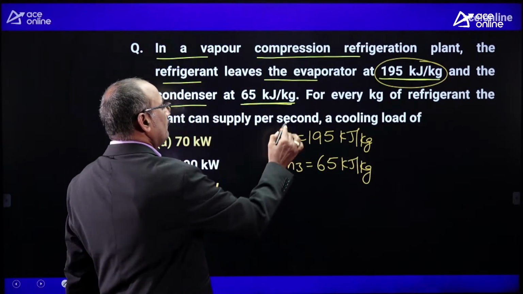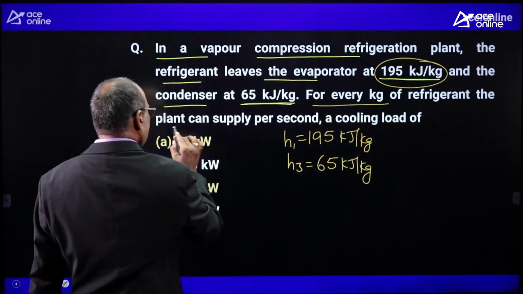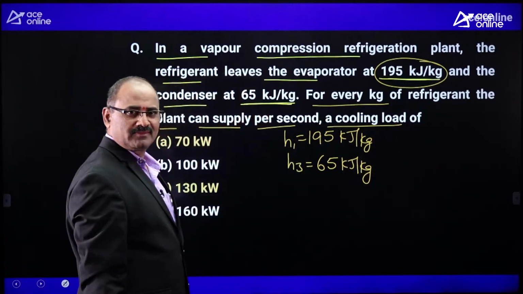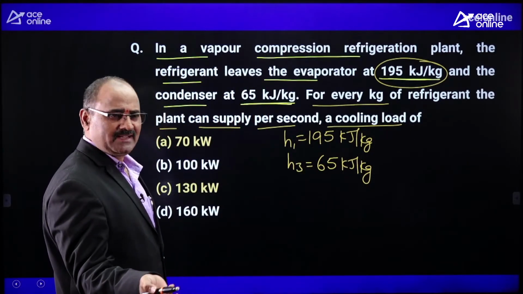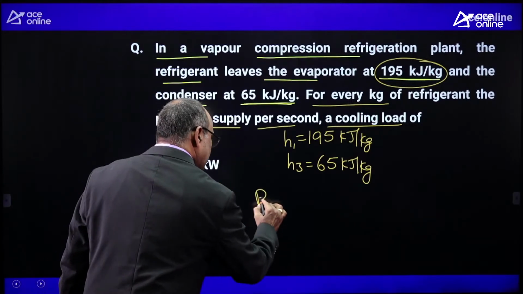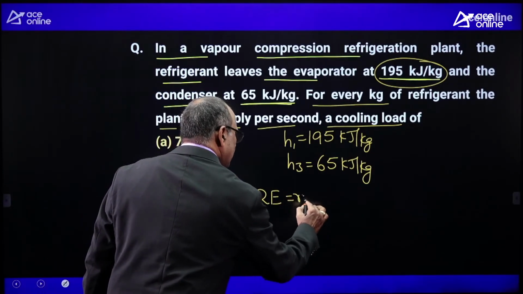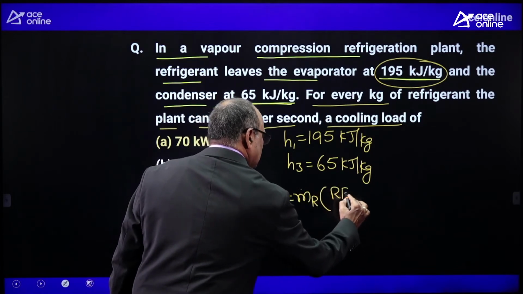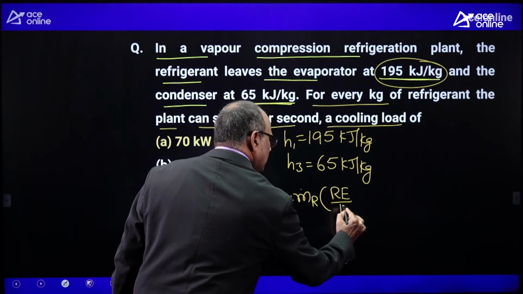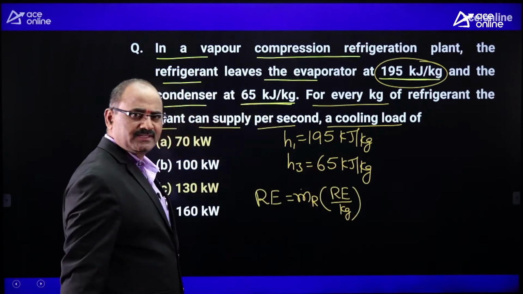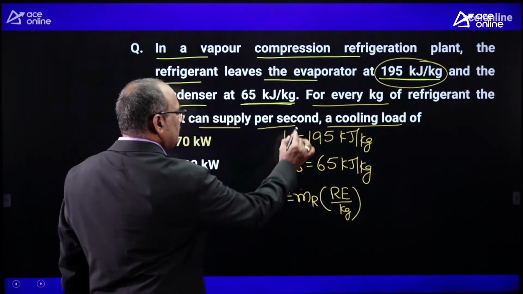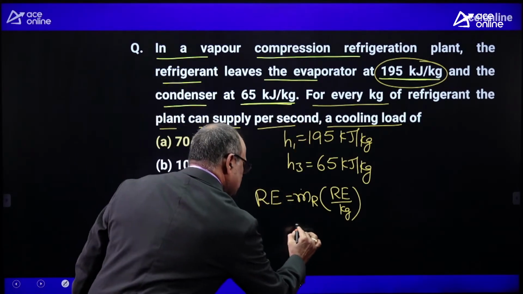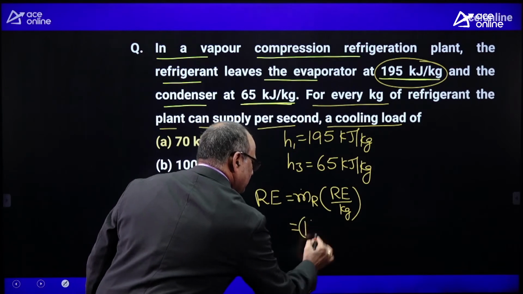Okay? For every kg of refrigerant, the plant can supply per second a cooling load. Cooling load means refrigeration effect. So refrigeration effect equals mass flow rate of the refrigerant multiplied by refrigeration effect, which is in kilojoules per kg. Here mass flow rate of the refrigerant is given for every kg. That means mass flow rate of refrigerant is 1 kg per second.